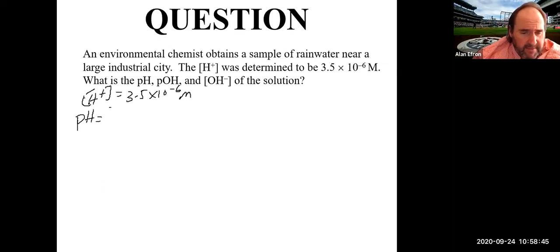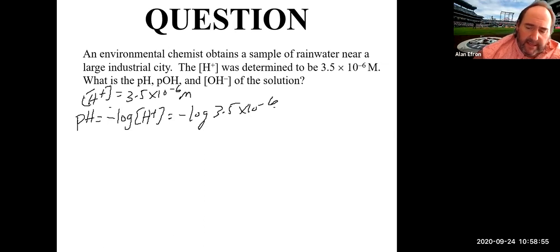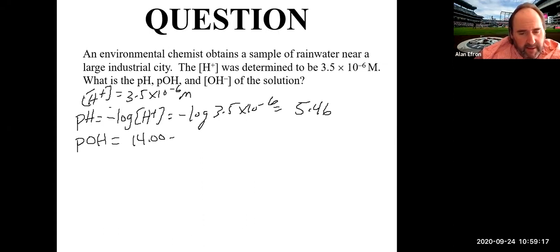So the pH is minus the log of the H plus, and that's going to be minus the log of 3.5 times 10 to the minus 6. Again, make sure you use your exponent button here. 3.5 exponent minus 6 is going to give you a 5.46, looks like, as your pH. Once you have the pH, you could subtract it from 14, and that will get you your pOH. So that'll be 14 minus 5.46. And if you do that, that will get you 8.54 as our pOH. At that point, that's the pH, the pOH.